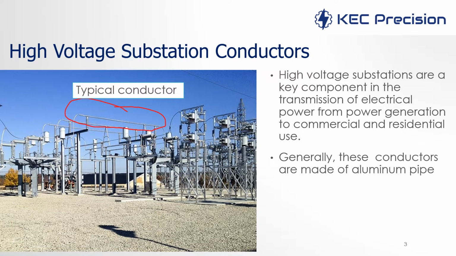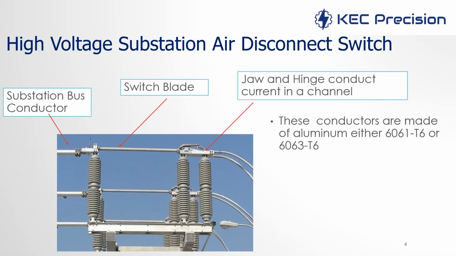High voltage substations have many conductors in them. They're generally aluminum, they're open air, and we're going to be looking at the current distribution of them. A particular example that I'm highlighting is an air disconnect switch where you can see all of the components. You've got the bus conductor and the switch blade, which are both hollow tubes, and it's common to have a channel as the jaw and hinge for the conductor.